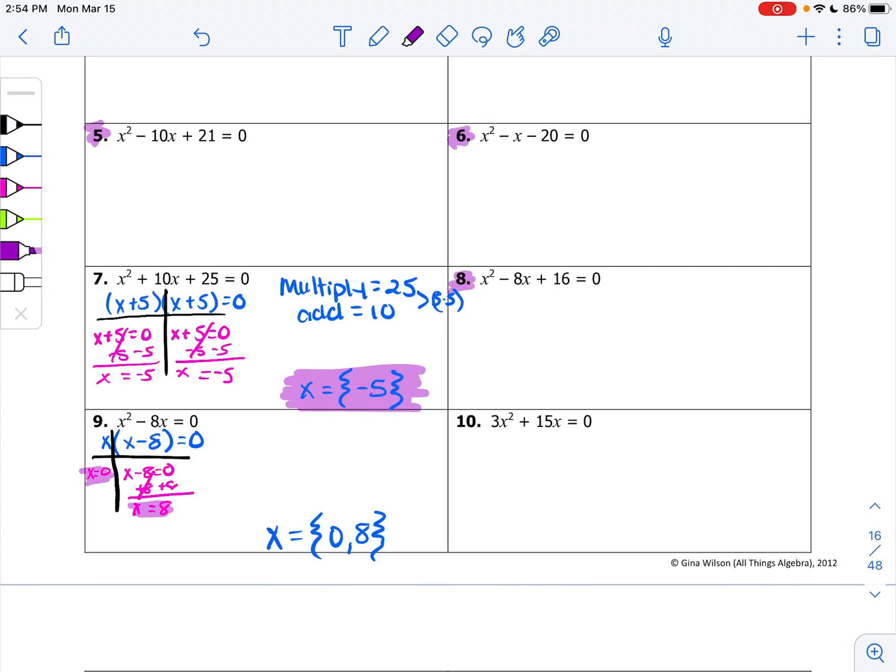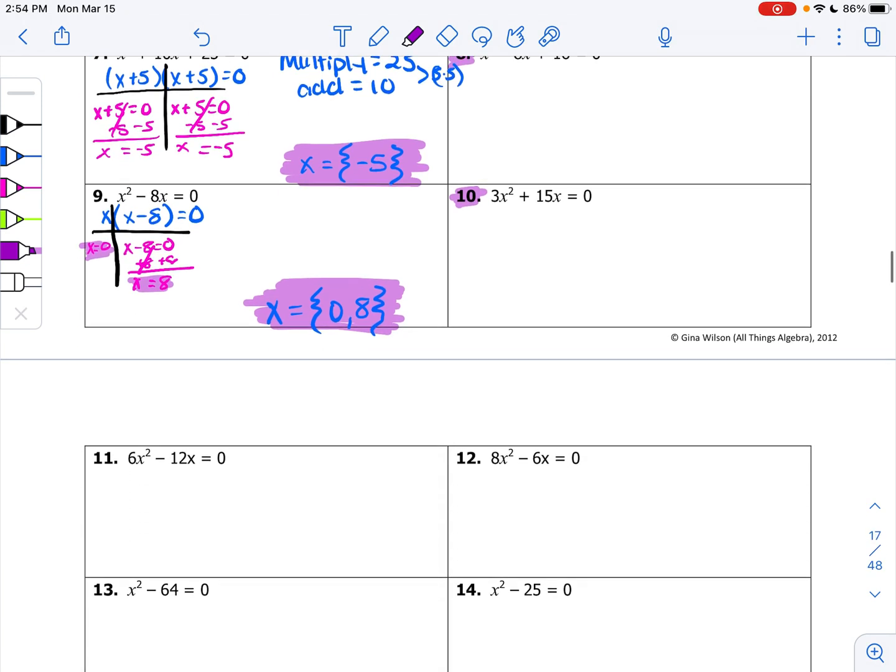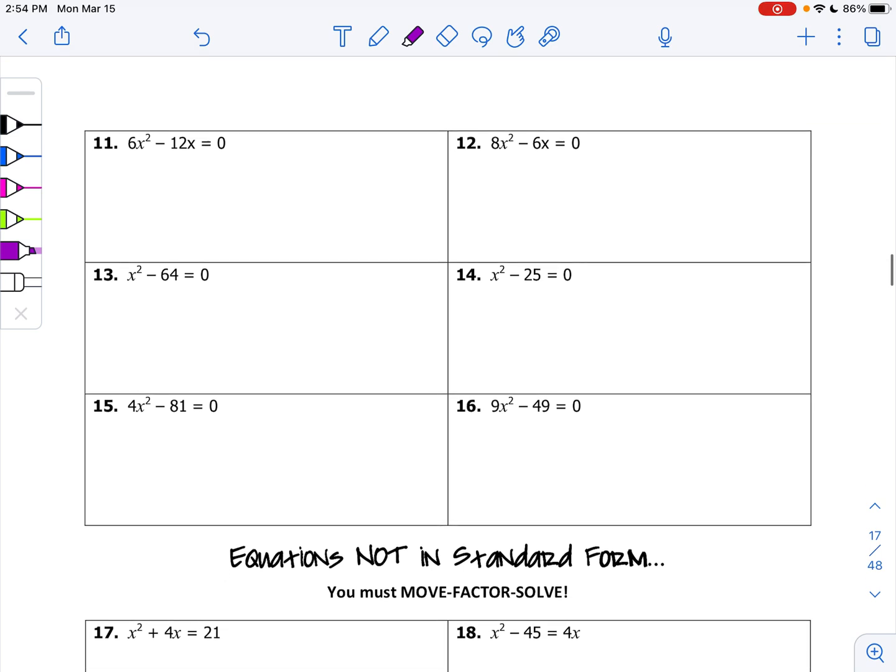So I know that the parabola would cross my x-axis at 0, 8. Go ahead and highlight number 10. And let's look at number 11 on the next page.